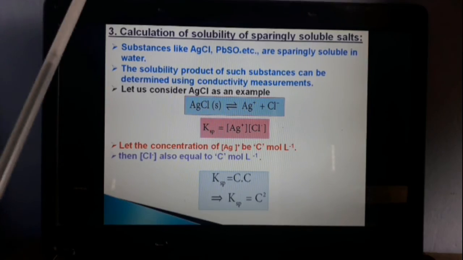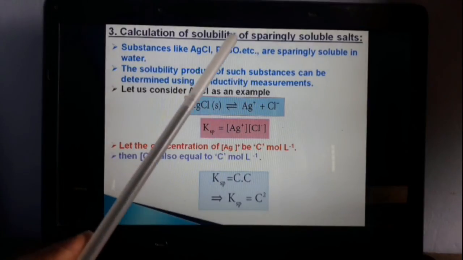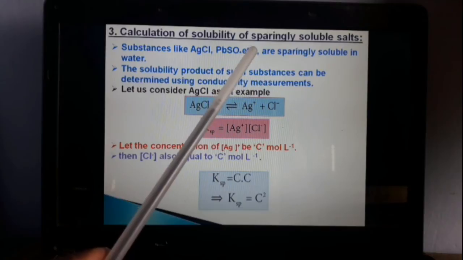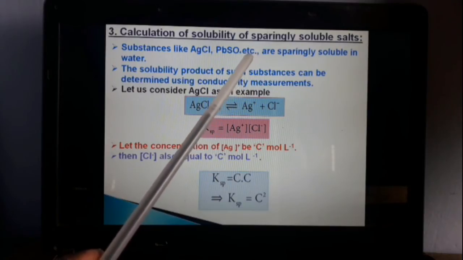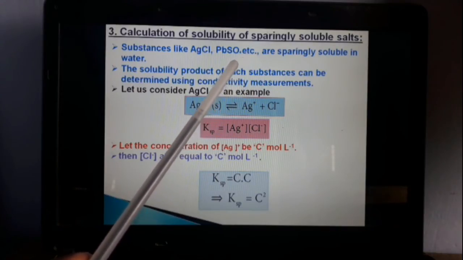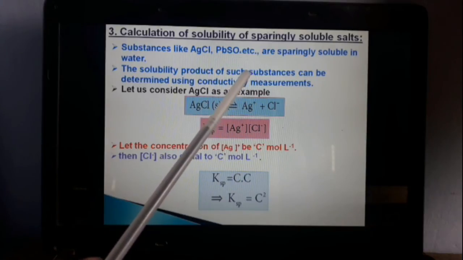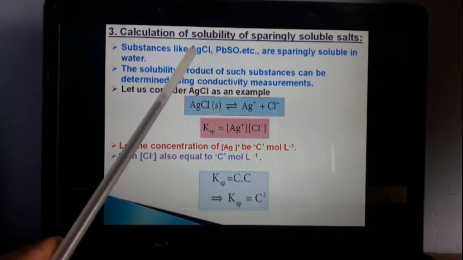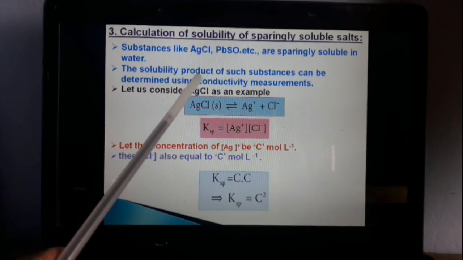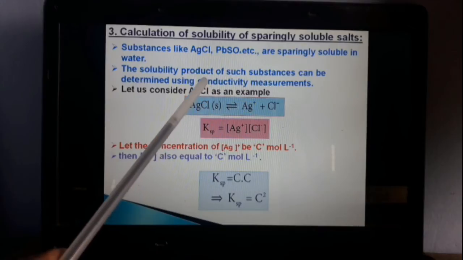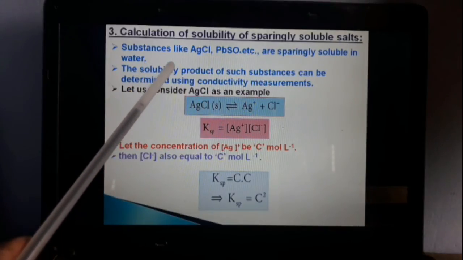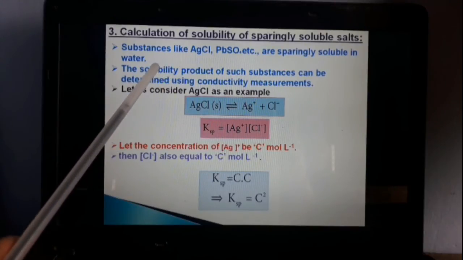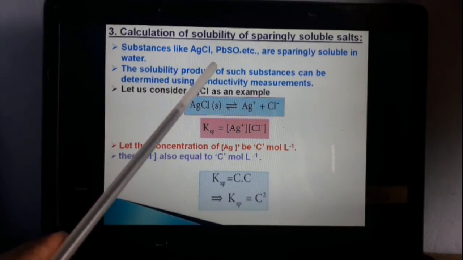Next topic, the calculation of the solubility of a sparingly soluble salt. A sparingly soluble salt means a small amount of the salt is dissolved and ionized, and the rest is unionized. Examples of sparingly soluble salts are silver chloride and lead sulfate. We determine the solubility product of such substances using conductivity measurement.